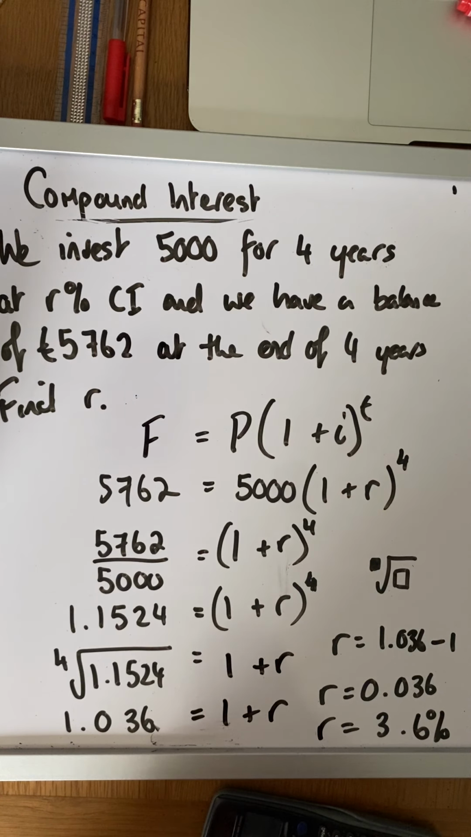So that's the three main types of questions that we get on compound interest: finding our final value, finding our principal or our starting value, and finding a missing interest rate. Hope that makes sense.